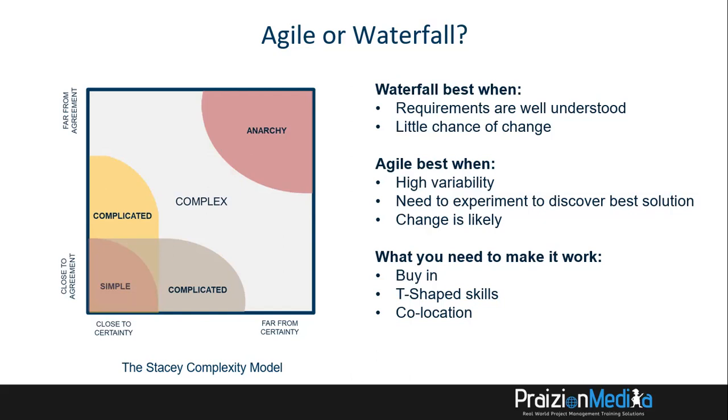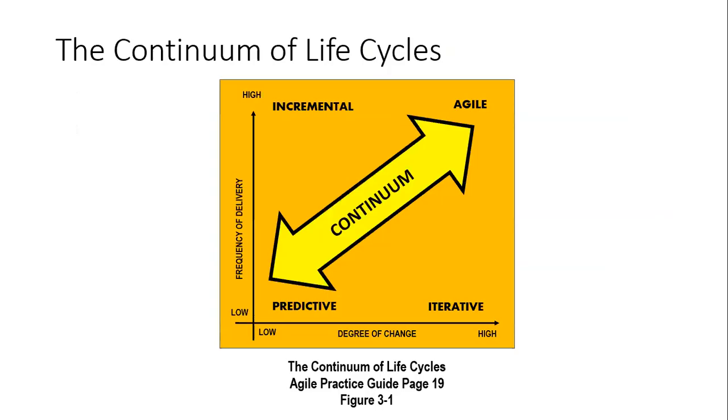If you take a look at the Agile Practice Guide on page 19, what you're going to see is image 3-1, and it's called a continuum of life cycles. So before I talk about predictive and iterative and incremental, let's take a look at that really quick. So here it is, the continuum of life cycles. Follow me to page 19. We're going to read something really quick.